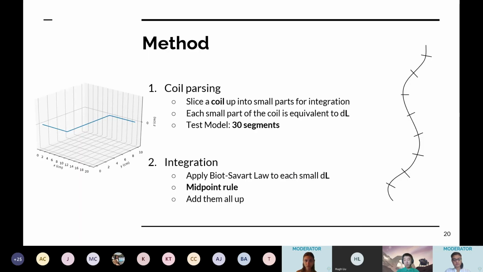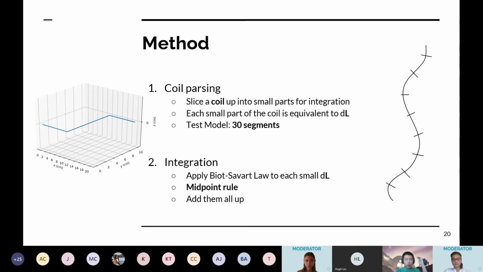So I did a very similar method as what I just described using code. The first thing I did is take a coil and chop it up into very fine pieces. That test coil you see up there, I chopped it up into 30 pieces. Then I applied the Biot-Savart law to each segment of coil.